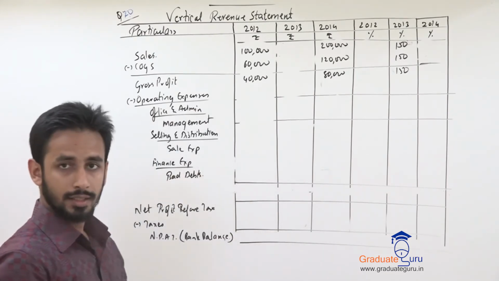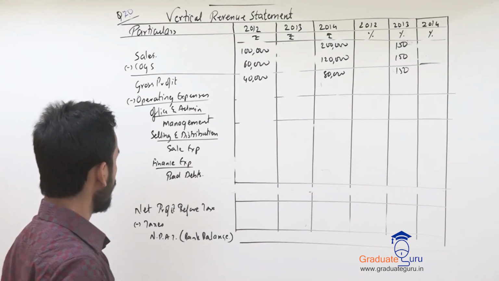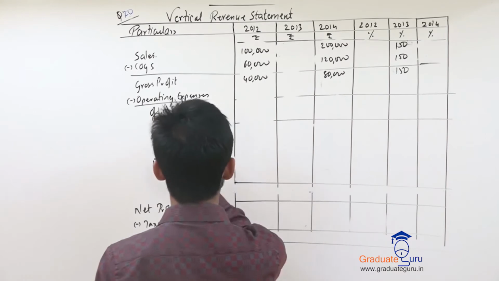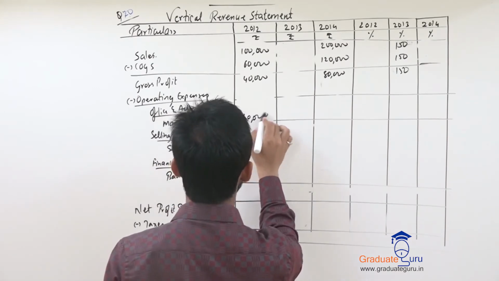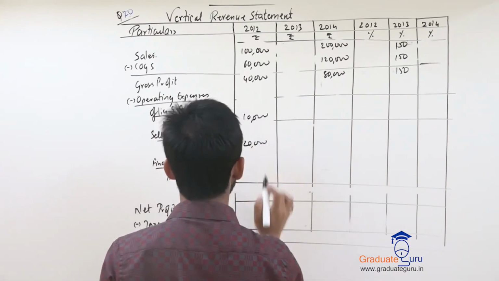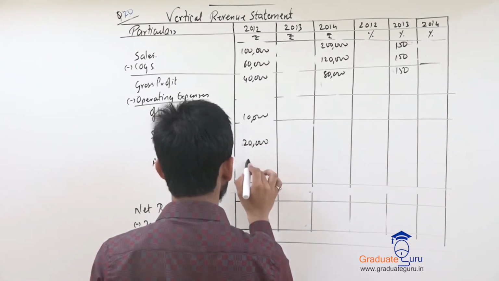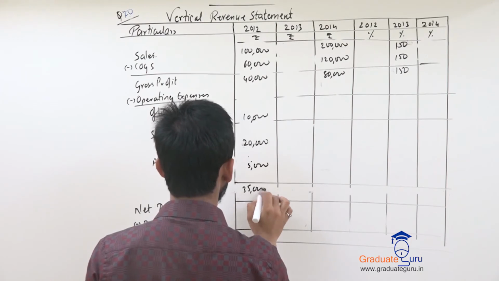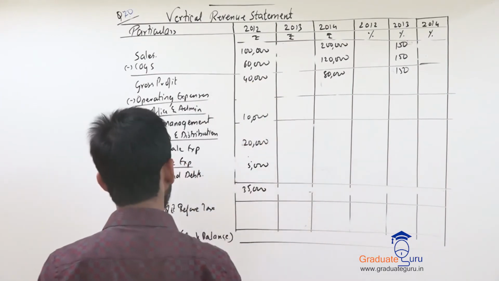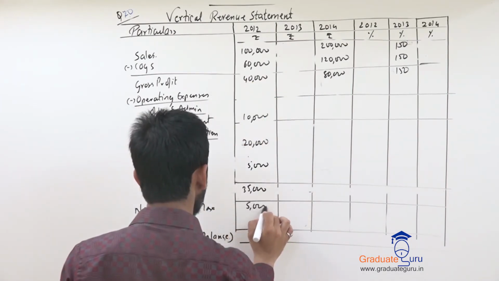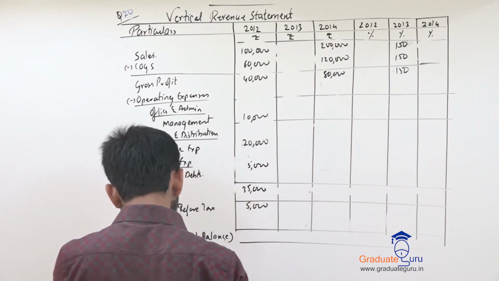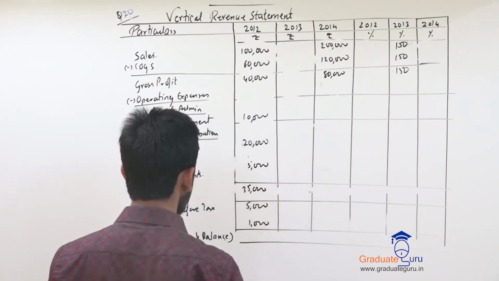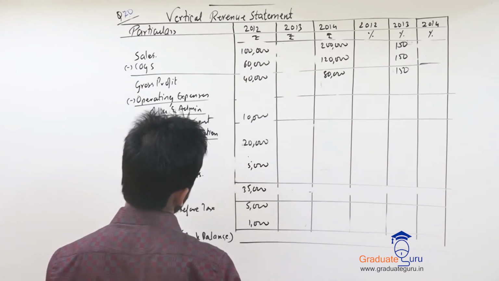There's no printing mistake. So the format is right. Just put in the amounts. 10, management expense 10, year 20, and bad debts you have 5,000. Total 35, subtract it from the gross profit, you get 5,000. 1,000 is your tax, the balance has to be 4,000.